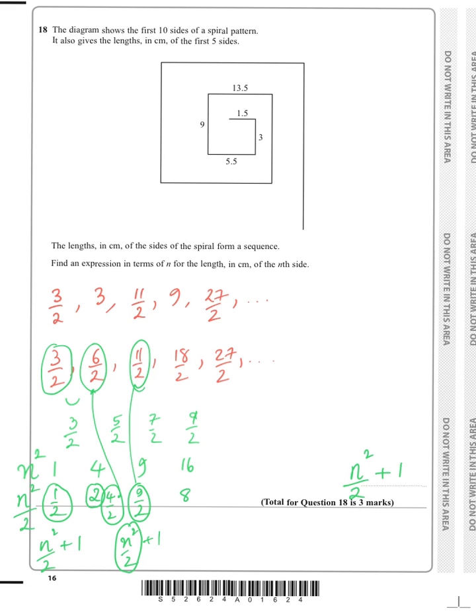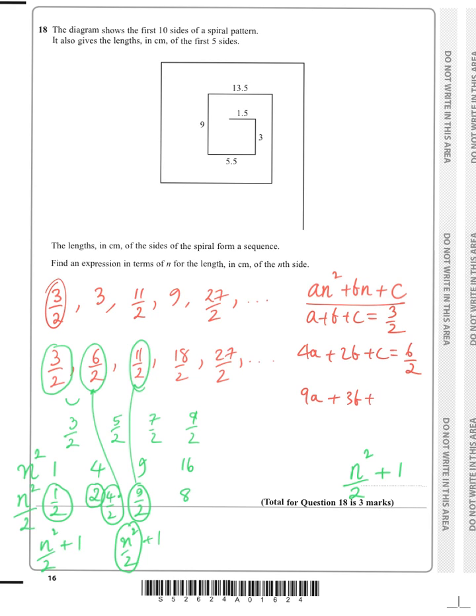I think another way of doing it is that if you knew the quadratic form an squared plus bn plus c for some values a, b and c, then you know, for example, that a plus b plus c, well, that's only when n is 1, would give us 3 over 2. You also know that when n is 2, that would give us 4a plus 2b plus c, and that would give us 6 over 2, or 3. And then finally, when n is 3, putting it into this quadratic form, 9a plus 3b plus c, well, that would be 5.5 or 11 over 2.